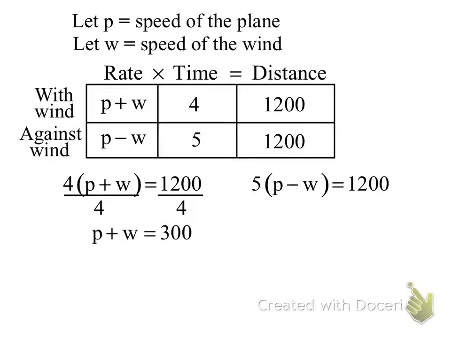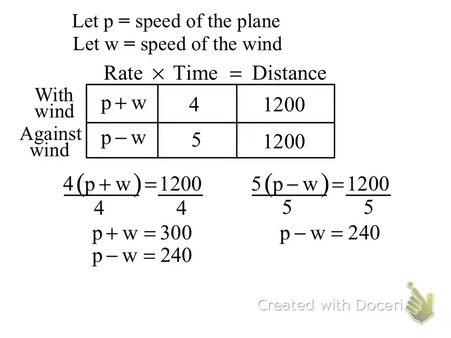What do I do next? Anybody? Trent? For the other one. How do I get rid of the 5? You divide both sides by 5. And what do we end up with? P minus W equals 240. Good. Now, I've got it perfectly set up so that I can do elimination.